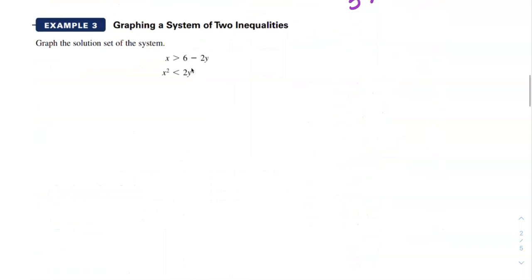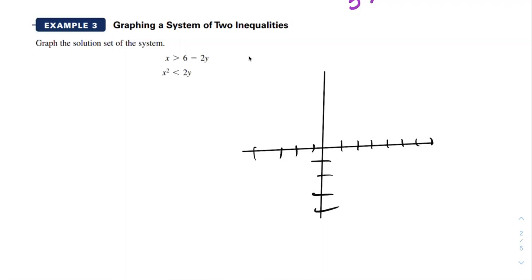How do you graph a system with two inequalities? Well, basically you graph each one separately and then see where they cross shade. So let's do them real quick. Make one little graph here first. Here's my X and here's my Y. Let's do the top one in blue.